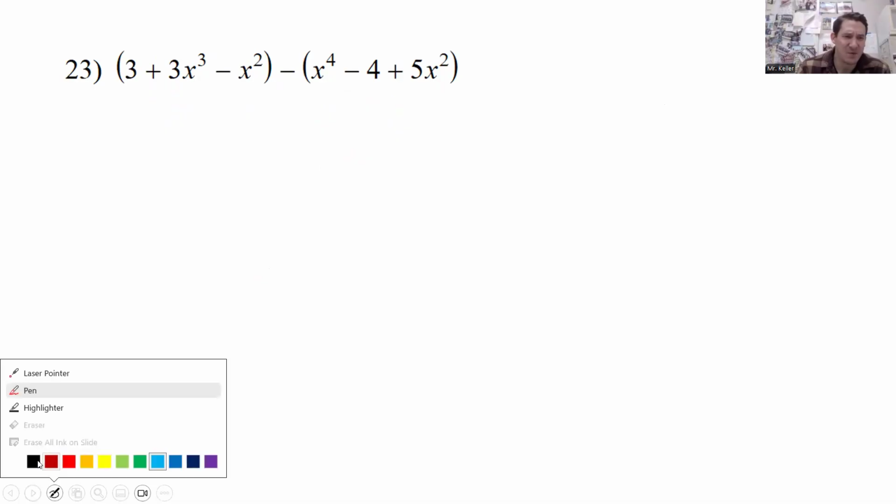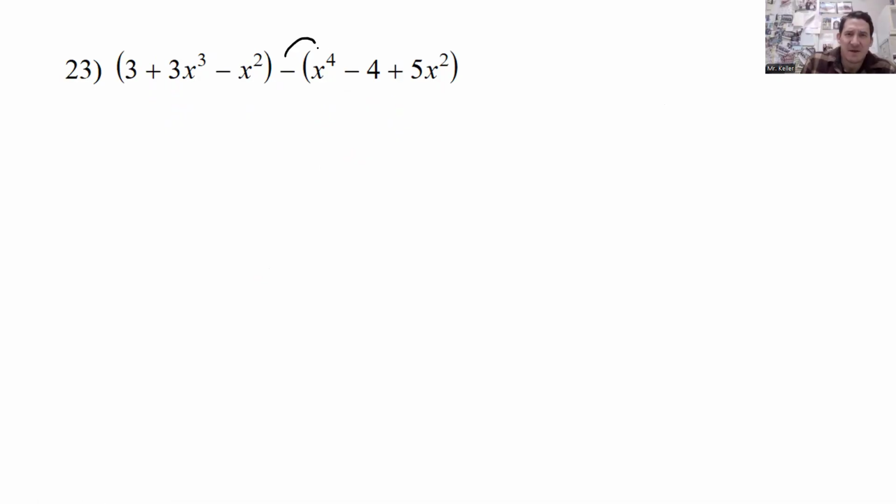Again, first thing you want to do is distribute the negative. So positive x to the fourth becomes negative x to the fourth. Minus 4 becomes plus 4. Plus 5x squared becomes minus 5x squared. Bring down the other polynomial. And then find your like terms. Start with the largest exponent, so when you write your answer, it's in standard form.